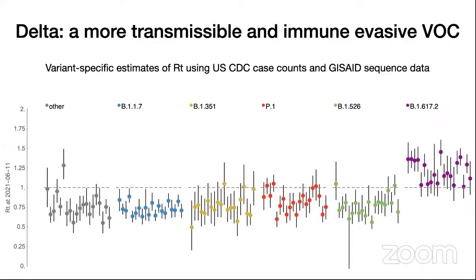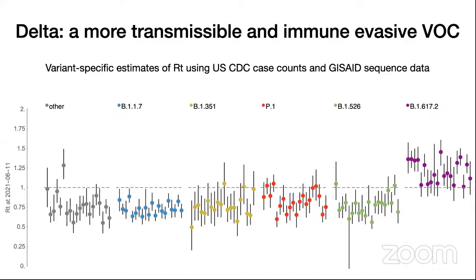The Rt represented on the y-axis of this graph represents the average number of people a single infected individual can infect at a particular point in time. So in this graph, we see variant-specific estimates of Rt using the US CDC case counts and GISAID sequence data, and it suggests an Rt for the Delta variant of 1.18 averaged across 20 states analyzed, which is significantly higher than what we observe for other variants.